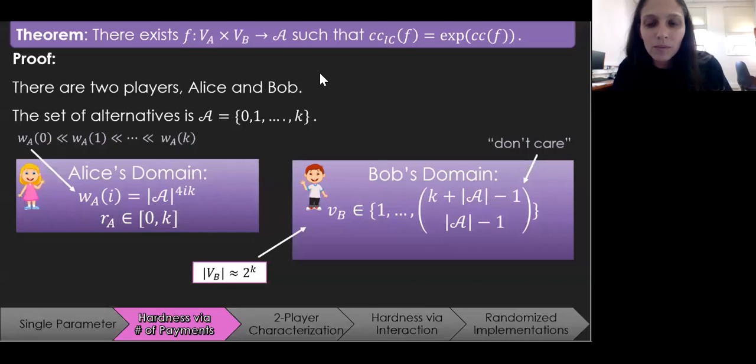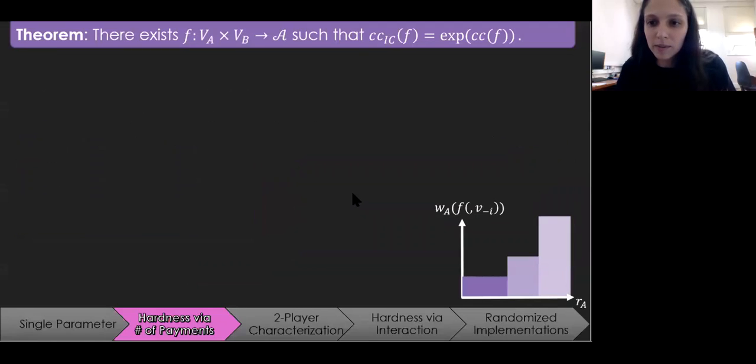Bob's valuation. Okay, so Bob's valuation, what it means is that he doesn't care. No matter what his value is, he always doesn't care about which alternative is chosen. Imagine that it is just, wait a minute.